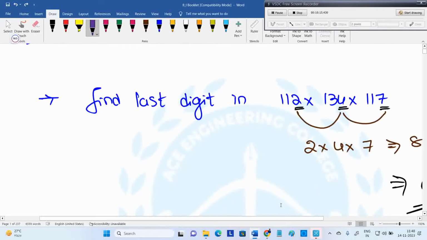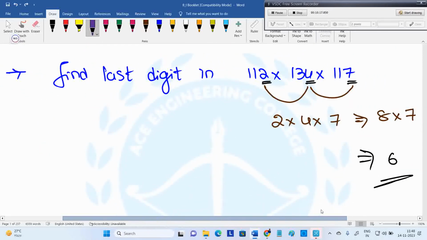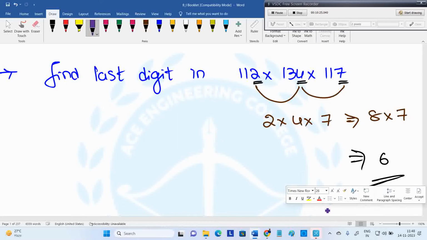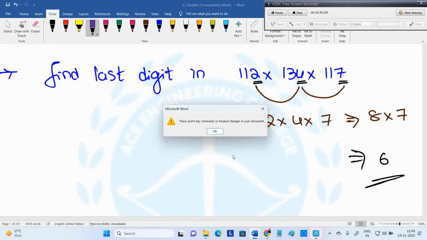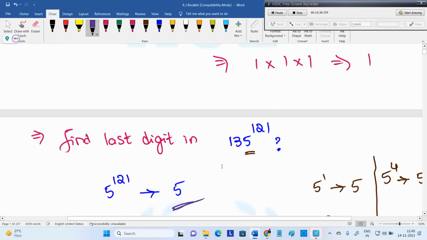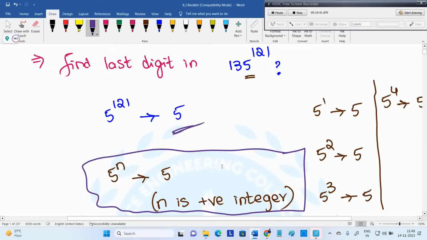And here there is one more example we discussed to find the last digit: the last digit in 112 into 134 multiplied by 170. Fine, let's see the next one now. I hope you are done so far. Good. Now see the next question.